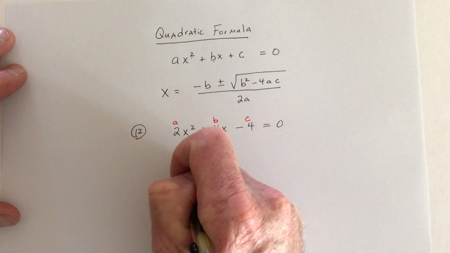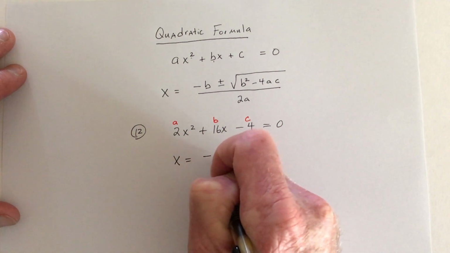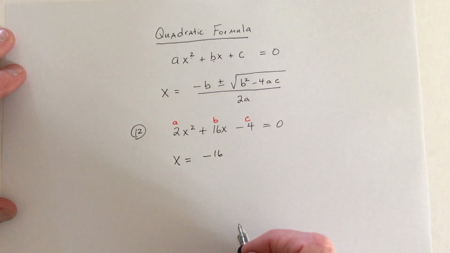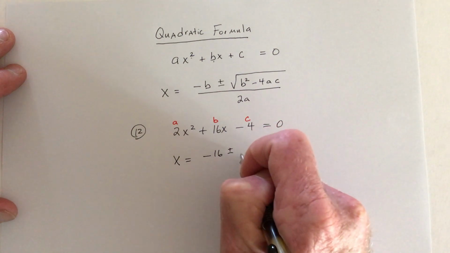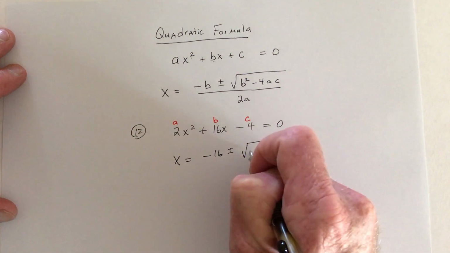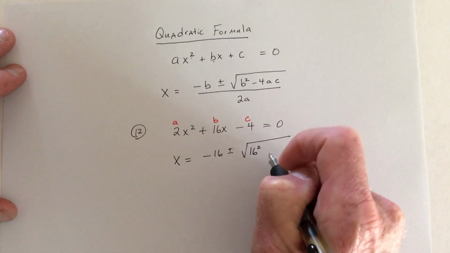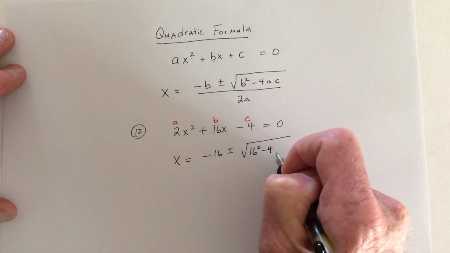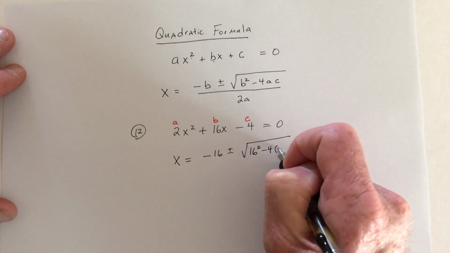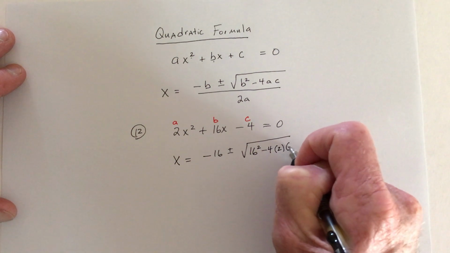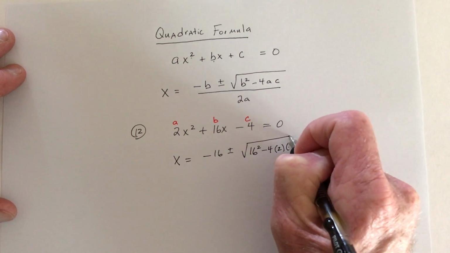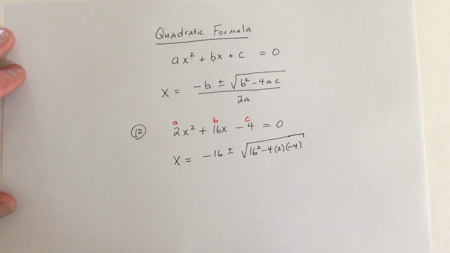So then the quadratic formula is going to go: take negative of b, so -16, plus or minus the square root, and then 16 squared minus 4 times the a, which is 2, and the c, which is -4. And then make sure the square root goes all the way.